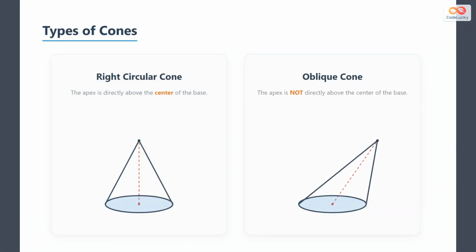Cones generally fall into two categories. A right circular cone is one where the apex is directly aligned above the center of the base. This creates a symmetrical shape. An oblique cone is one where the apex is not directly over the center, making the cone look tilted or slanted. For most standard geometry problems, we focus on the right circular cone.